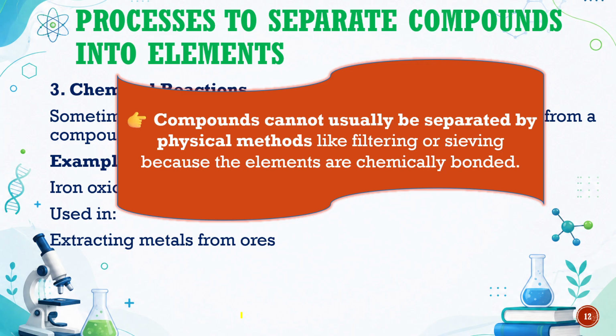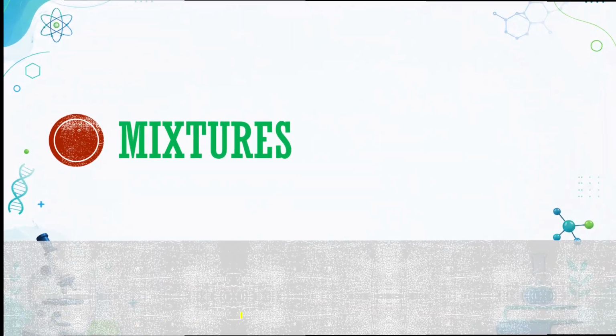An important thing to remember about the separation process for elements is that compounds cannot be separated by physical methods. They can only be separated by chemical methods like heating, electrolysis, or chemical reactions. Physical methods are things like filtering or sieving, and you cannot use filtering when the elements have chemically reacted with each other to form a compound. So that's the key thing to remember.